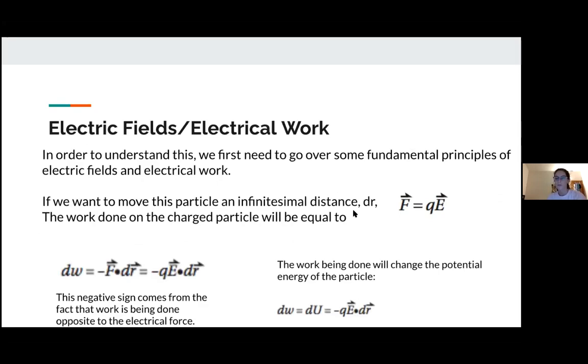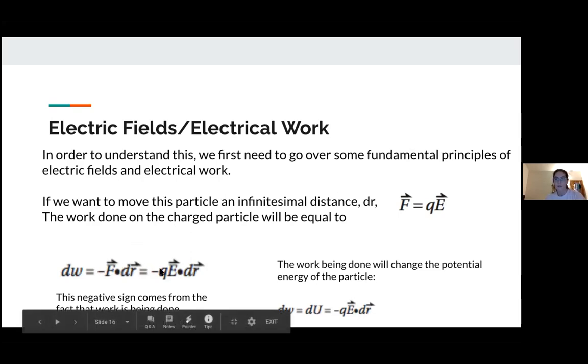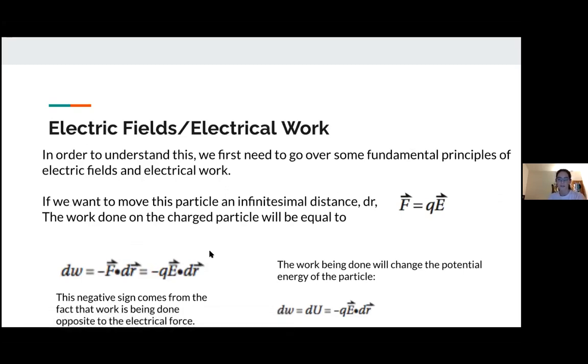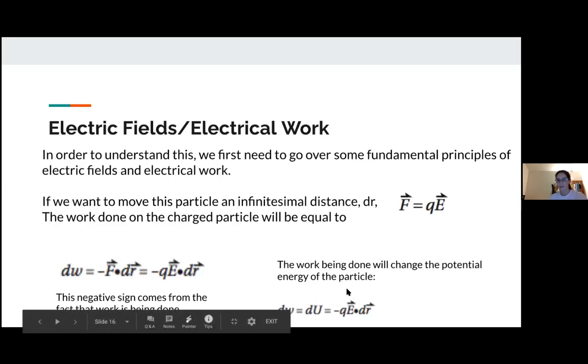So if we want to move this particle some small distance, then the work done on the charged particle will be equal to dW equals negative F dr equals negative QE dr, just substituting in the equations. And this work is going to be negative because it's being done opposite to the electrical force. And the work being done will therefore change the potential energy of the particle, and it'll be the same magnitude. So it'll be negative QE times dr.